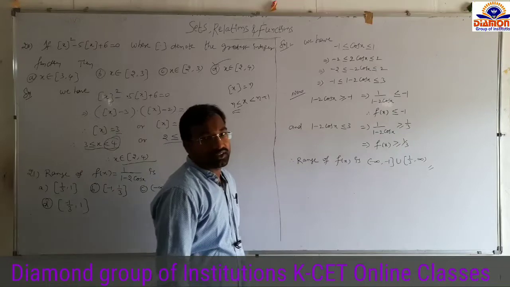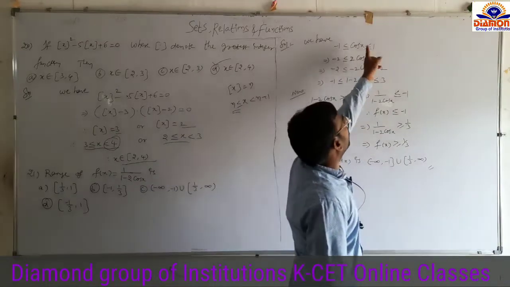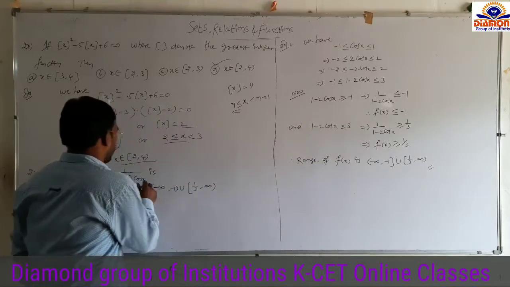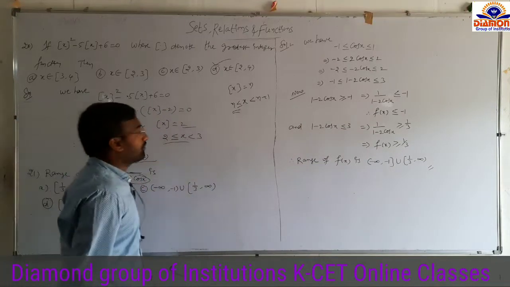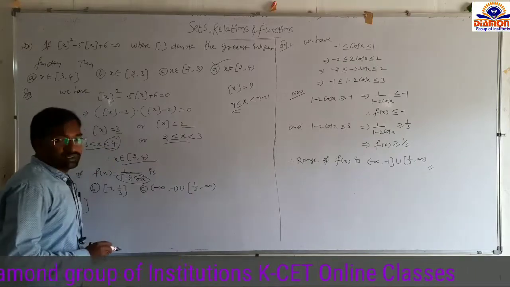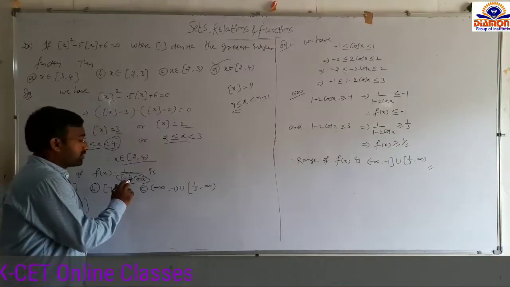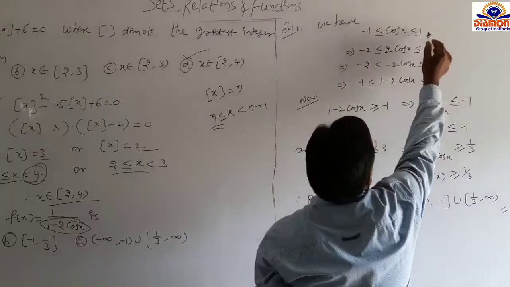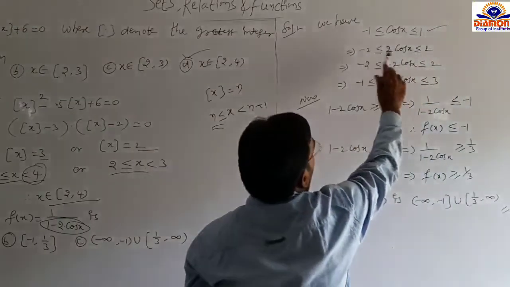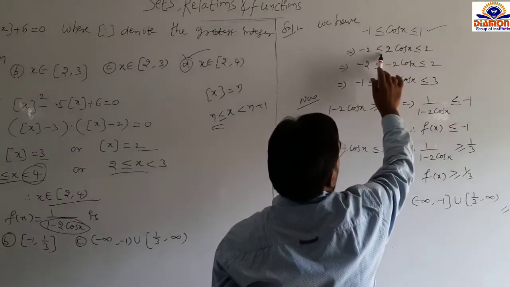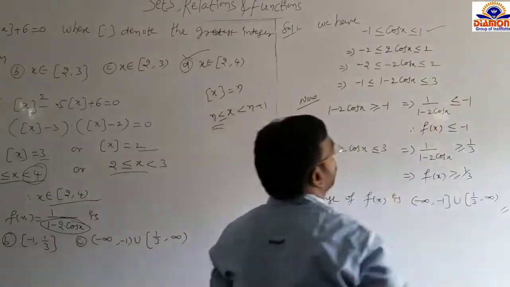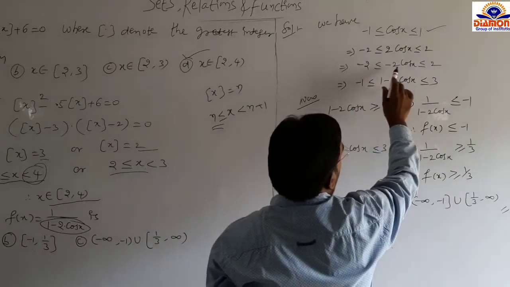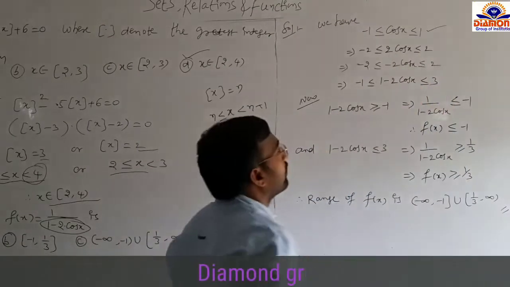So generally cos x range is minus 1 to 1. So by using that relation you have to find out the 1 minus 2 into cos x value. So first minus 1 less than or equal to cos x less than or equal to 1. So 2 multiply on both sides. Minus 2 is less than or equal to 2 into cos x less than or equal to 2. So next minus apply. What you get similarly, minus 2 is less than or equal to minus 2 cos x less than or equal to 2 only.